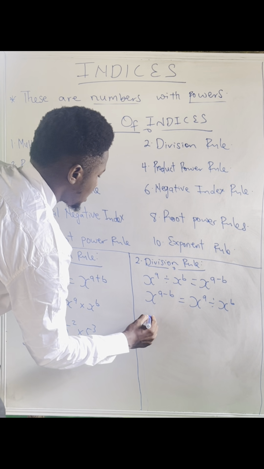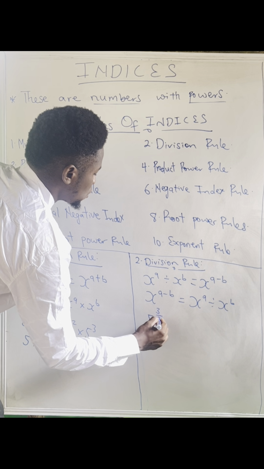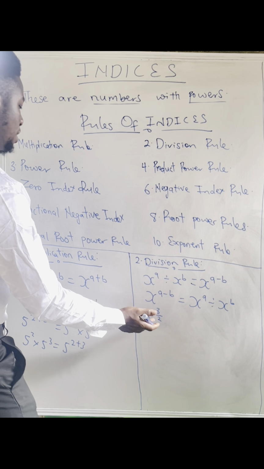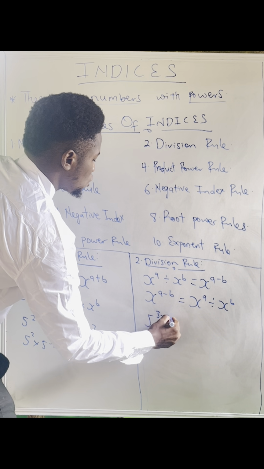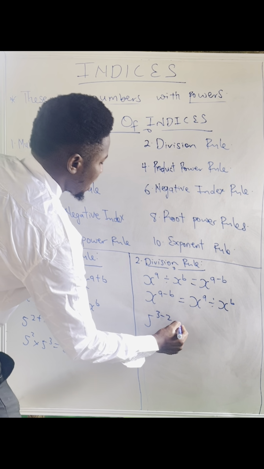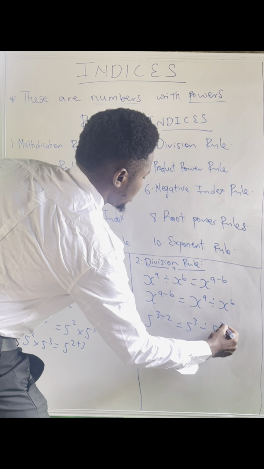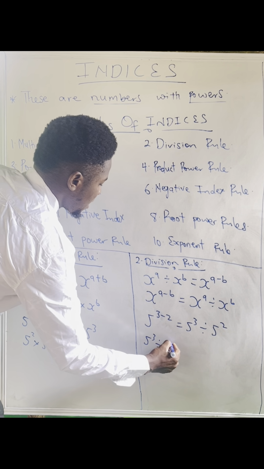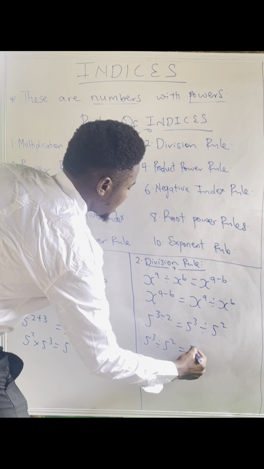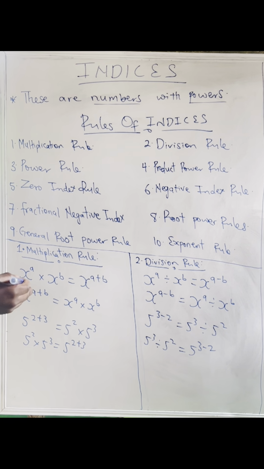For example, let's say we have 5 raised to power 3 over 5 raised to power 2. Look at that, let me write 5 raised to power 3 minus 2. So 5 raised to power 3 minus 2 can be rewritten as 5 raised to power 3 divided by 5 raised to power 2. Also, if we have 5 raised to power 3 divided by 5 raised to power 2, it can be rewritten as 5 raised to power 3 minus 2. So that is what the division rule is talking about.